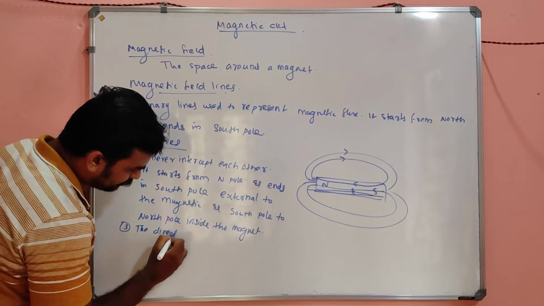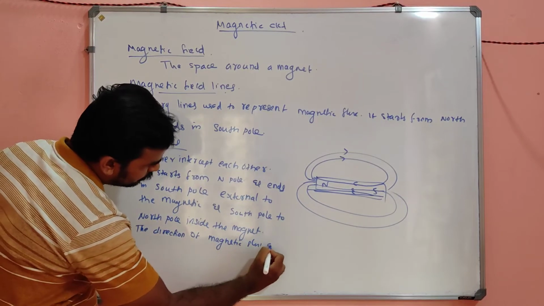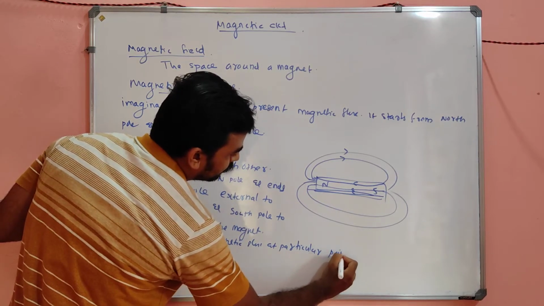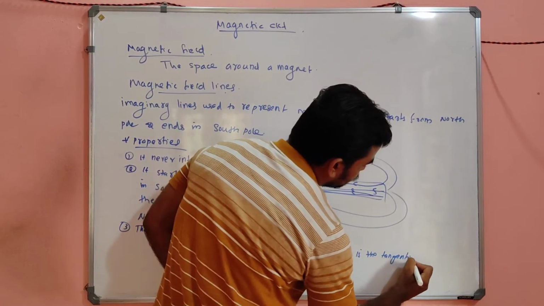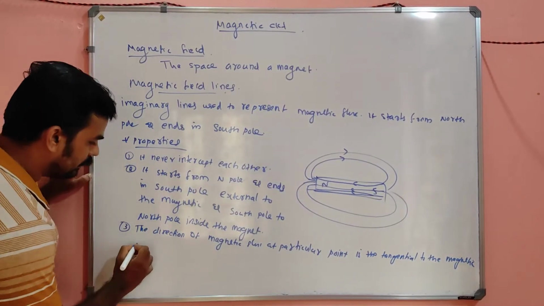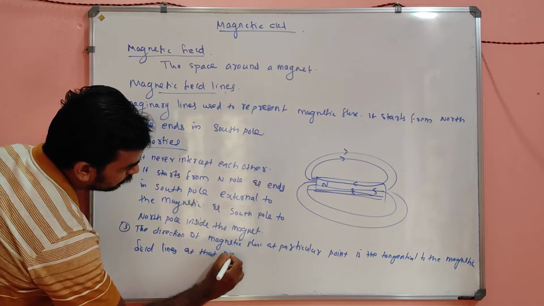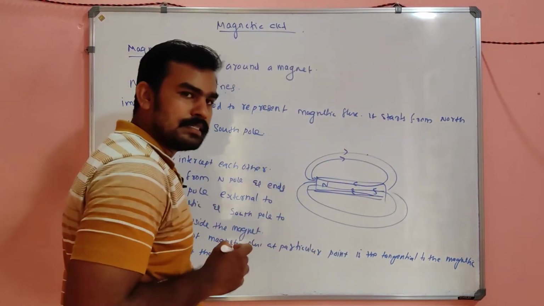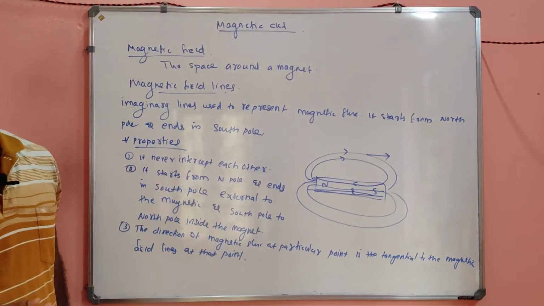The direction of magnetic flux at a particular point is tangential to the magnetic field lines at that point, which means nothing but, if you want to find the direction at this point, you simply draw the tangent here. That is the direction of the magnetic flux. That is the direction of the magnet.